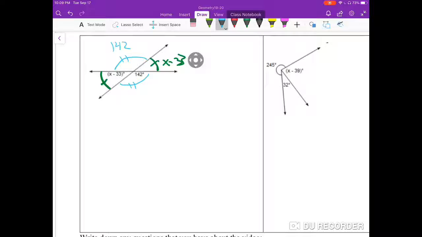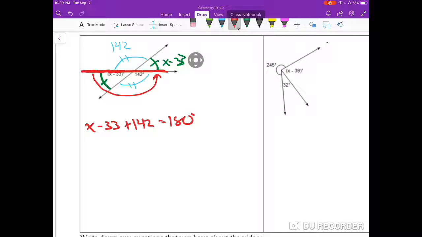So we have to look for either a linear pair or complementary angles. But I don't see any right angle sign here, so we can't do that. So we definitely have to look for a linear pair. I would focus on the straight line. These two make a linear pair. So I would say x minus 33 plus 142 equals 180 degrees.